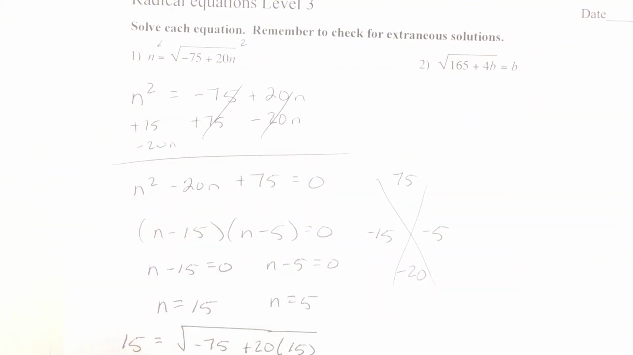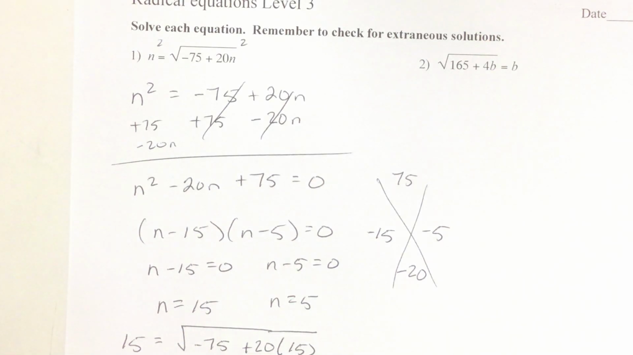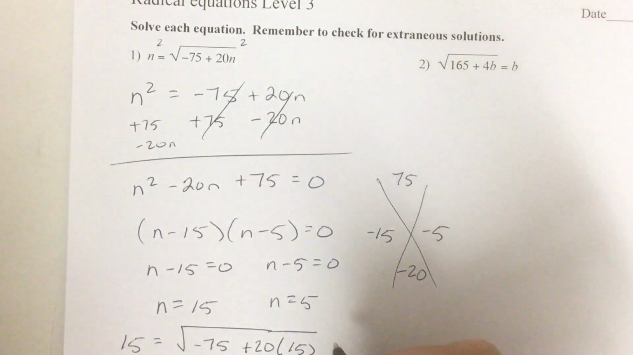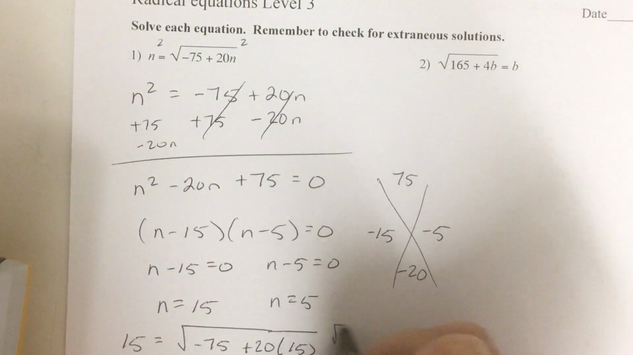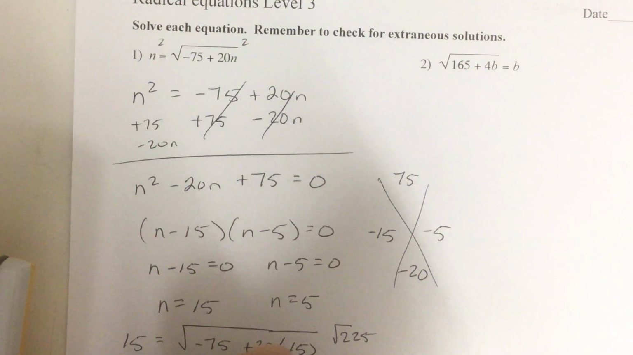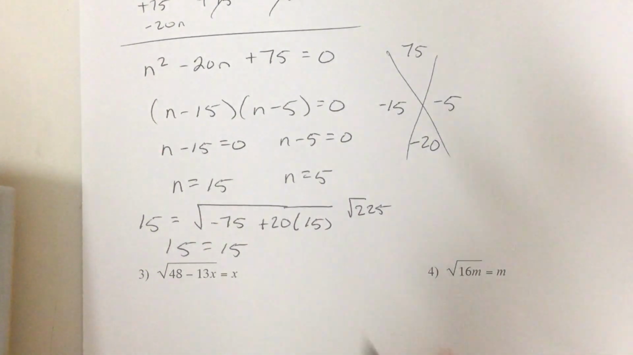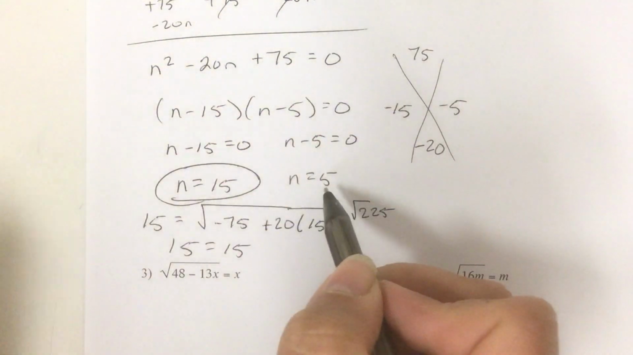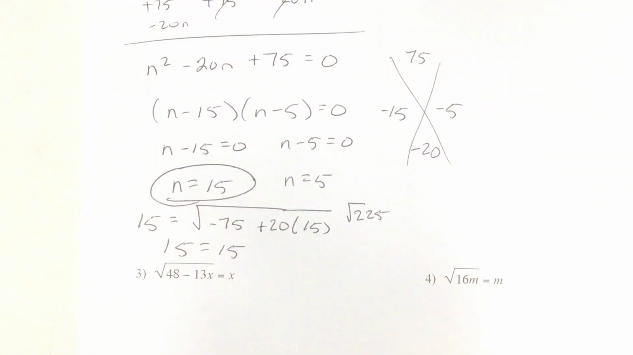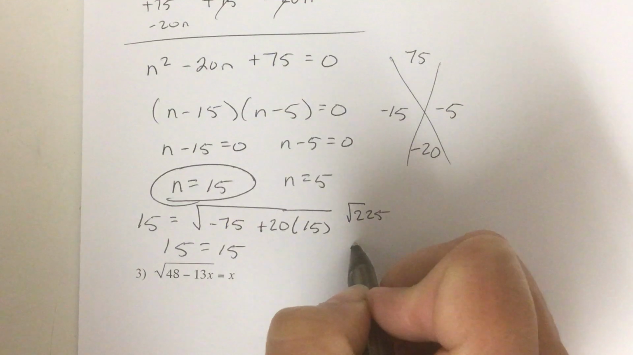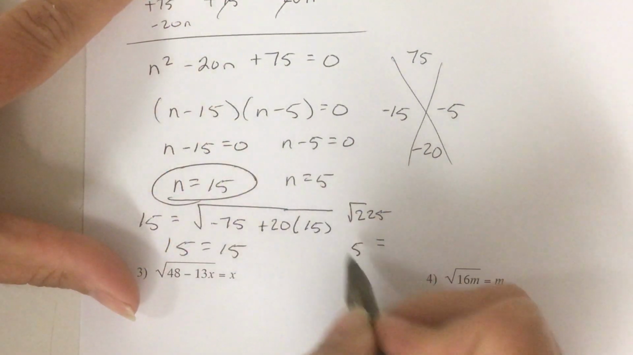And so you take your calculator and punch in negative 75 plus 20 times 15, and you get 225. And the square root of 225 is 15. So 15 equals 15. So it works. Sorry, I couldn't see that. So that's a solution.